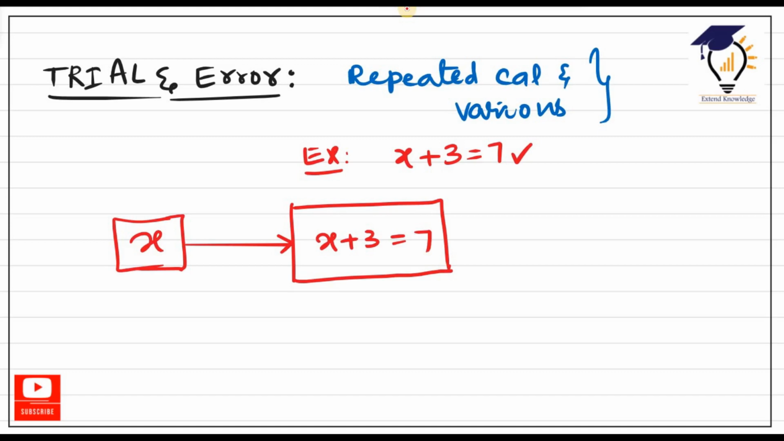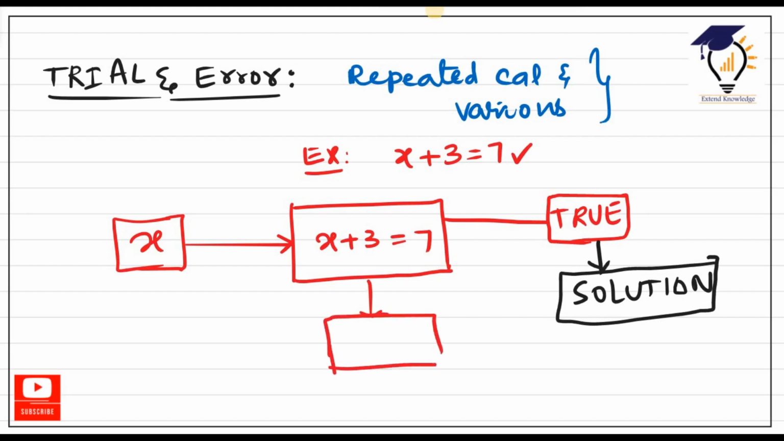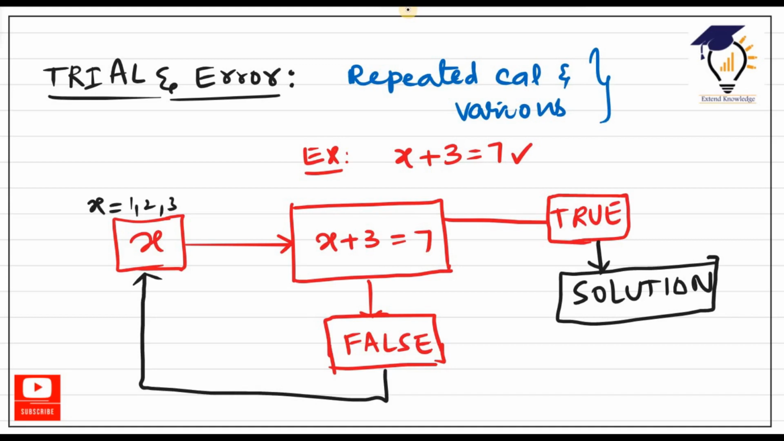Two cases are possible. If the case is true, we are going to get the solution. If we get a false case, that means the solution is not satisfying, then we have to go back to the first step where we plug in the x values. Again we have to repeat this process, taking different input values in place of x.